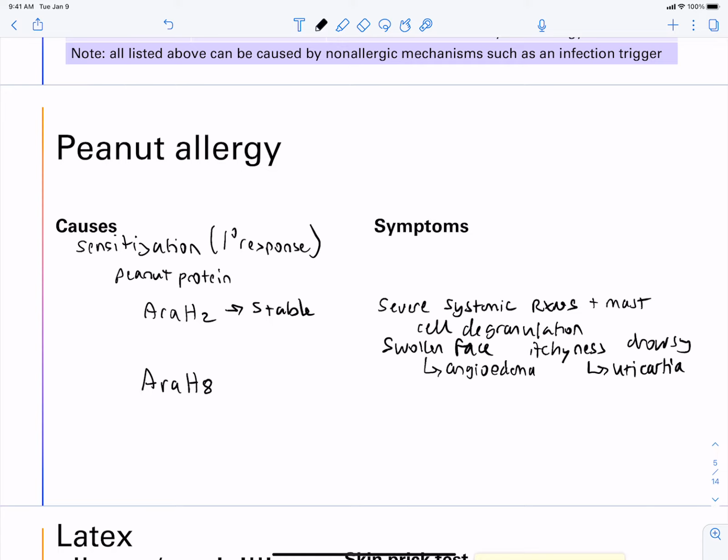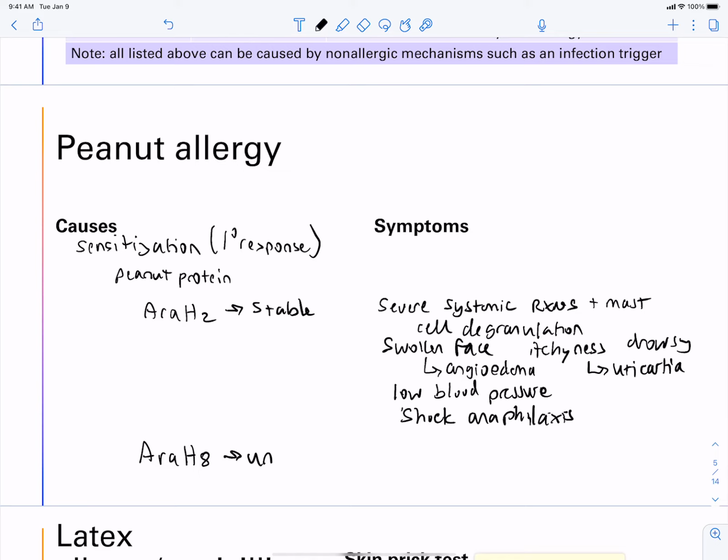Be drowsy, low blood pressure. And this can go to shock. And then this little guy down here, this one is unstable. And so this is not going to cause all those symptoms. It gets destroyed by heating or your stomach acid.